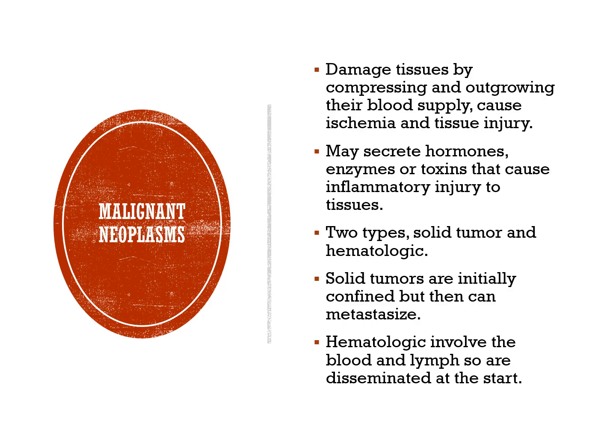Hematological cancers, because they involve the blood and lymph, are already disseminated at the start. When we talk about metastasis in a minute, you'll note that one of the ways we metastasize is that tumor cells get themselves into blood and lymph and spread around. In the case of a hematological neoplasm, they're already there. So they are disseminated and spreading from the start.